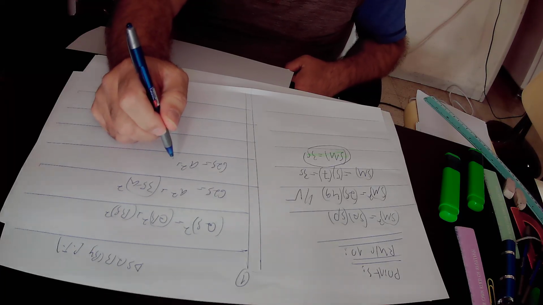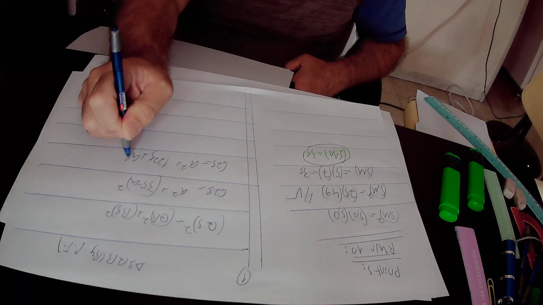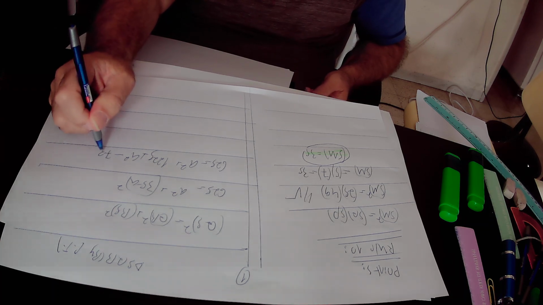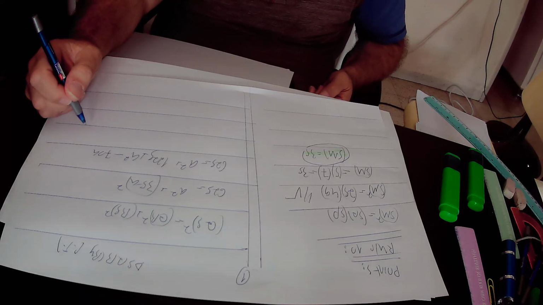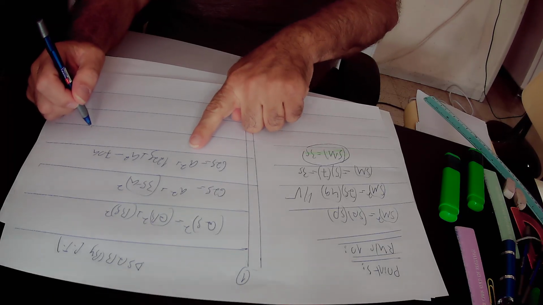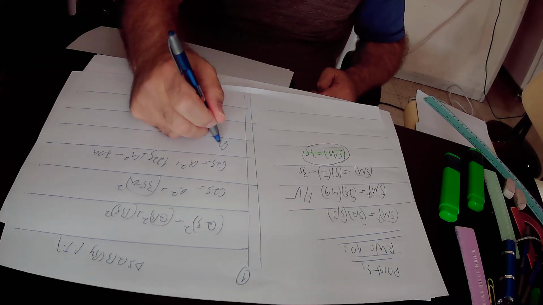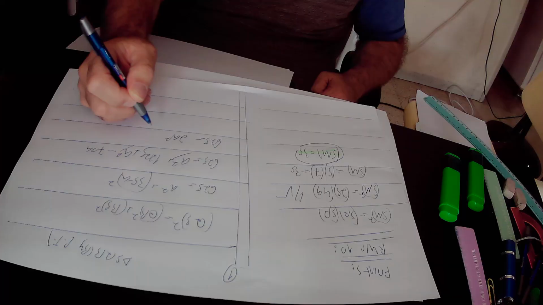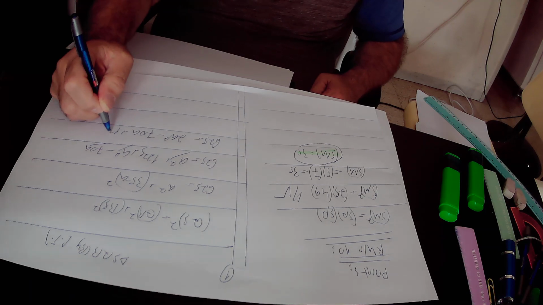35 minus a squared equals 35 squared, that is 1225, plus a squared minus 2 times 35 times a. So in total, 625 equals a squared plus 1225 plus a squared minus 70a. So 625 equals a squared plus a squared, that is 2a squared, minus 70a, plus 1225.